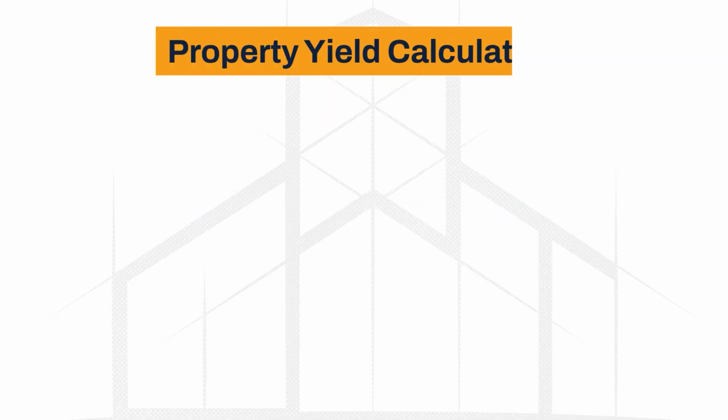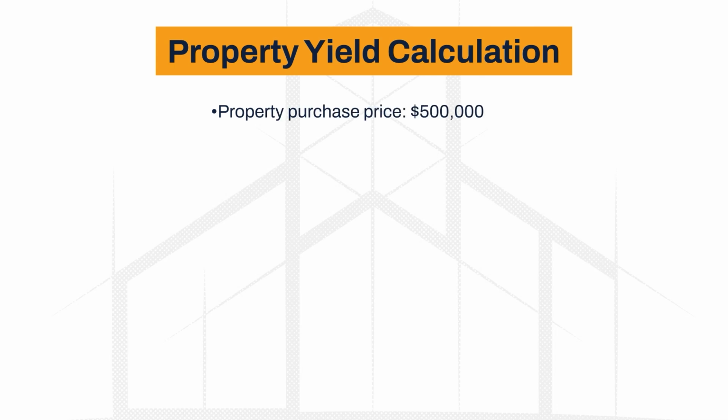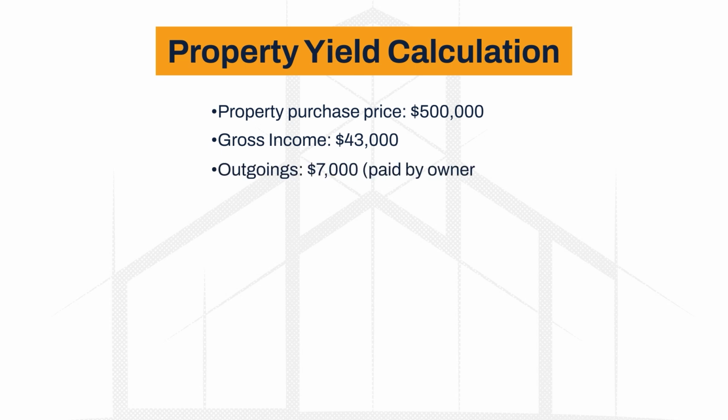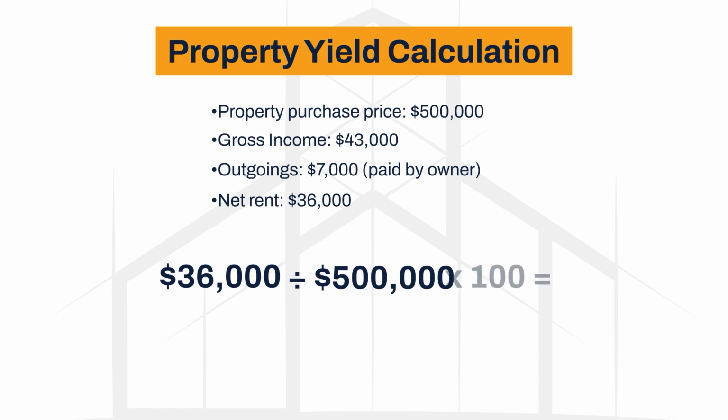Let's have a look at an example. Firstly, a yield calculation. Our property purchase price is $500,000. The gross income is $43,000. There is $7,000 paid by the owner for outgoings. This means the net rent is $36,000. So to calculate the property yield, we do $36,000 divided by $500,000 times 100, which equals 7.2%.